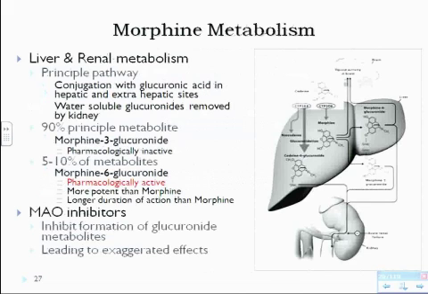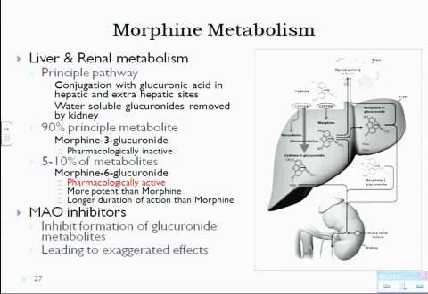Now, how is morphine metabolized? That's actually pretty important. Morphine is broken down by demethylation and conjugation with glucuronic acid in the liver and extrahepatic sites. The kidneys actually have a very important component to this as well. The water-soluble glucuronides are removed by the kidney. There's elimination, but the kidney is also responsible for this metabolism. Now, 90% of the metabolites of morphine is morphine 3-glucuronide. It's pharmacologically inactive, so you don't have to worry about that one. The body's going to get rid of that without any problems.